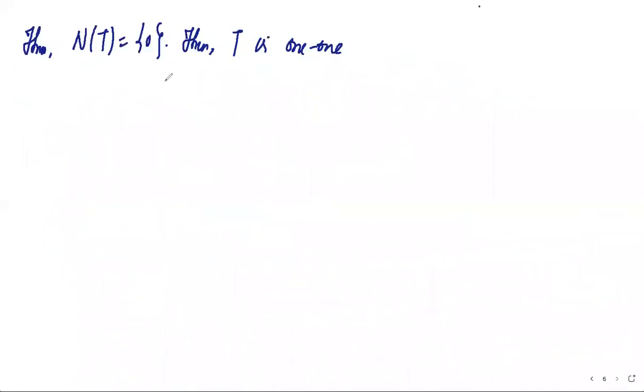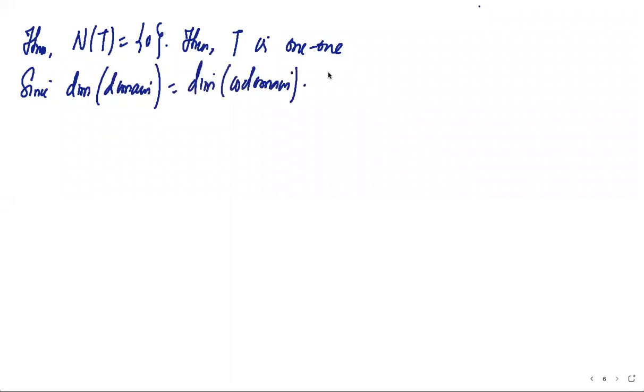So we have T is 1-1. Now how we will show that T is onto? Now since dimension of domain is equal to dimension of codomain, thus T is onto. So thus T is onto and hence invertible.